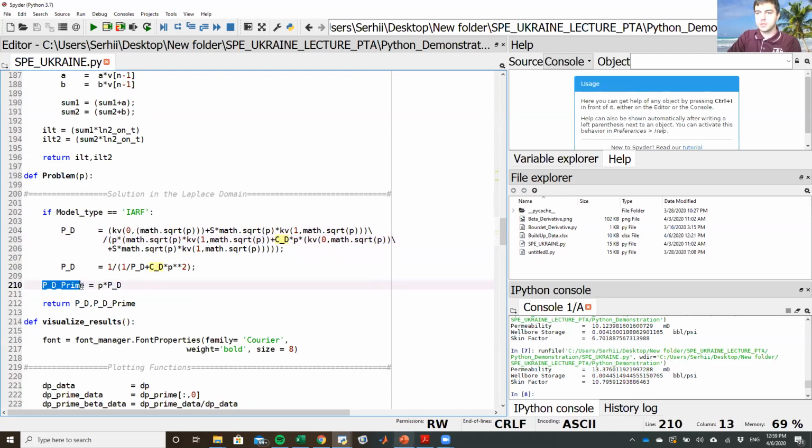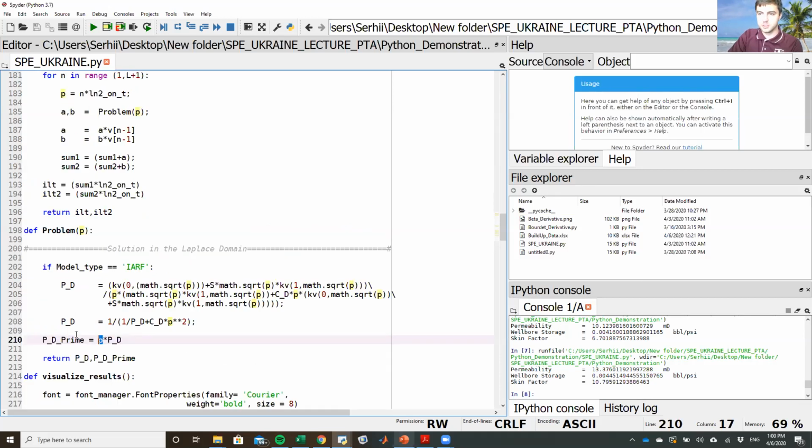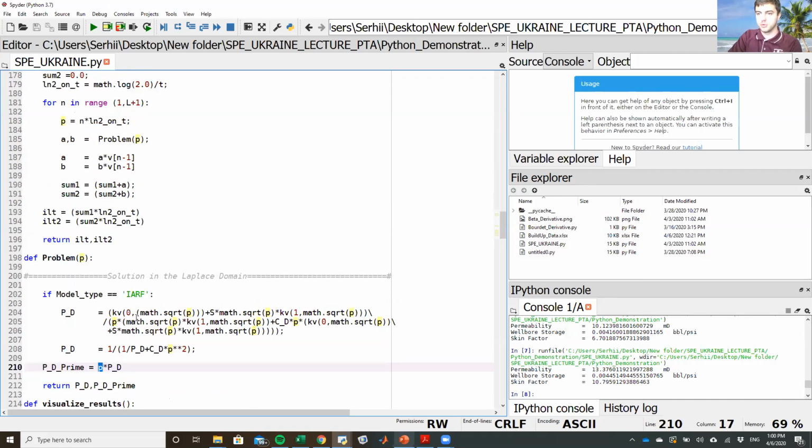So it's very easy also to compute our pressure derivative, right? We have to just multiply our Laplace coefficient by our function. And that's just by definition, if you look it up on the properties of Laplace derivatives in Laplace space.